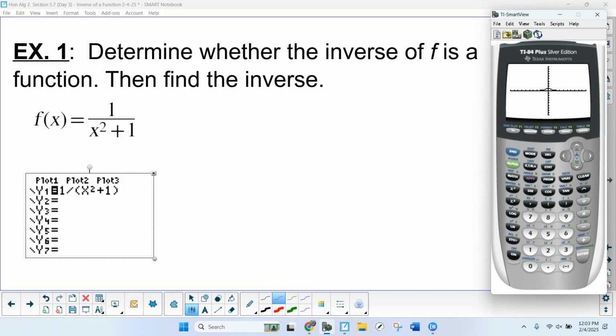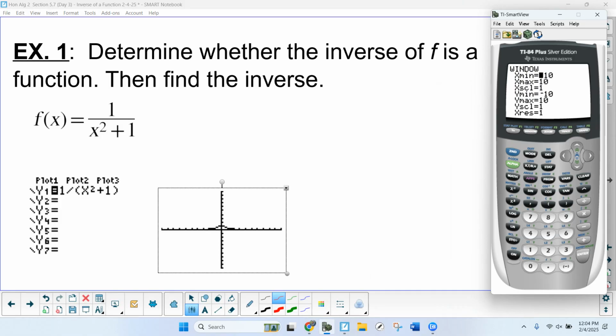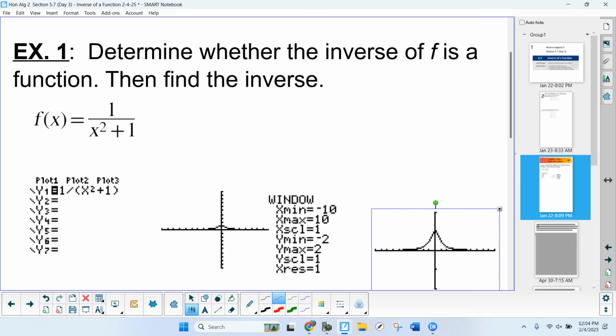It's kind of hard to see, so I'm going to zoom in a little bit on this. I'm going to go to my window and make my y min -2 to 2, so I'm zooming way in. -2 to 2 and graph. All right. So now, does it pass the vertical? I guess I didn't even need to zoom in. Does it pass the horizontal line test?